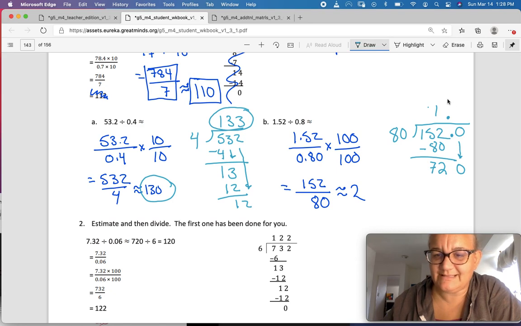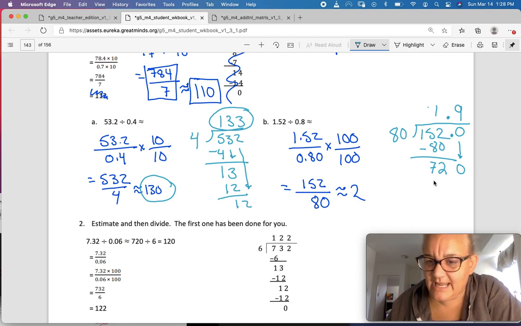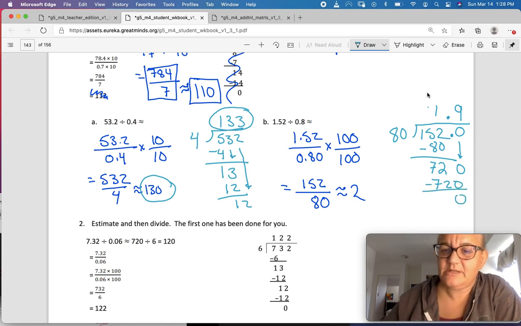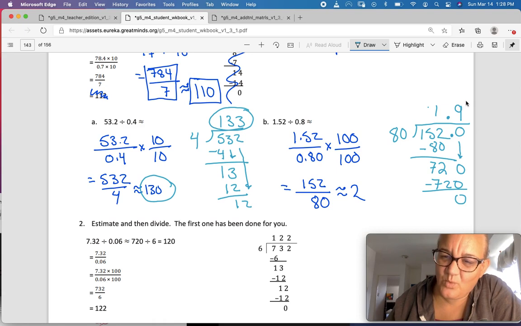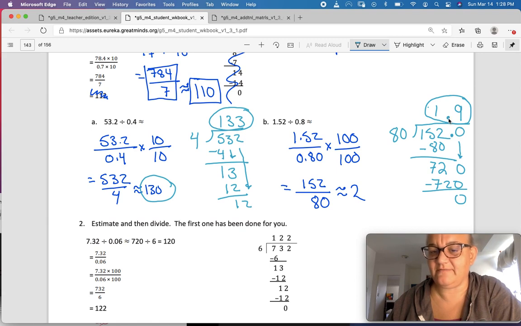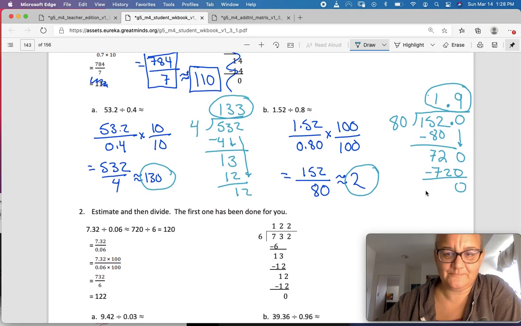So 80 into 720, well, that's 9, right? 9 times 80 is 720, which brings me down to 0. So my answer here is 1.9. For some of you, this might be the first time that we're adding zeros after the decimal point in division, so be careful, okay? But 1.9 is really close to 2, so our estimate was pretty close, okay? All right, let's go on.